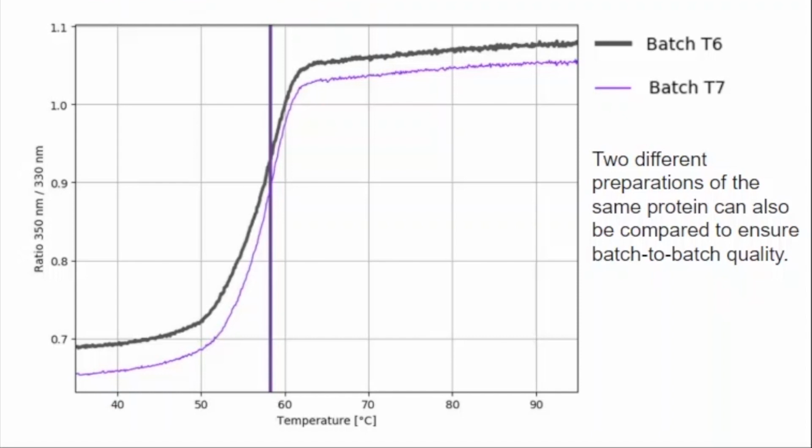And the TI of those 2 samples are perfectly aligned. They unfolded right at the same temperature. There are some differences in the initial ratios, most likely due to the difference in the concentration between those 2 samples. But we have assurances that the quality of our samples is very similar because they have very similar TIs.